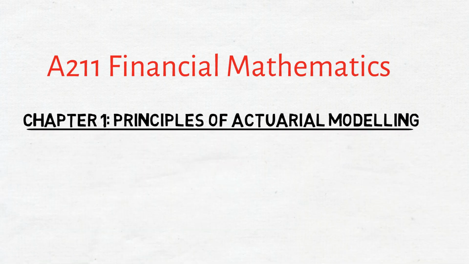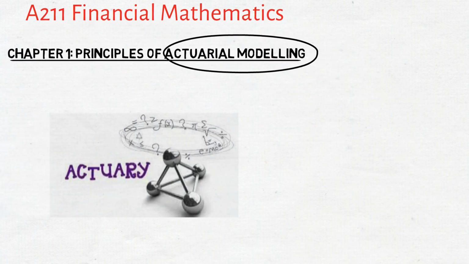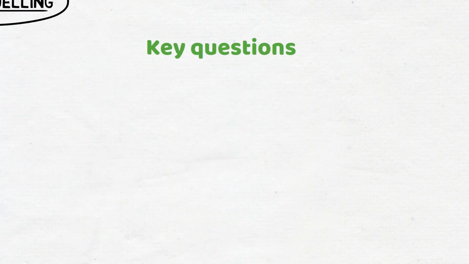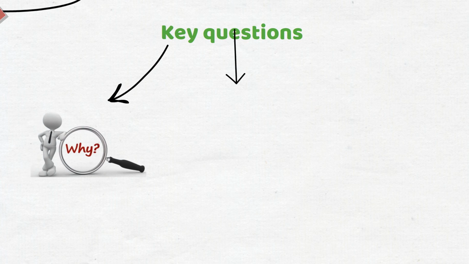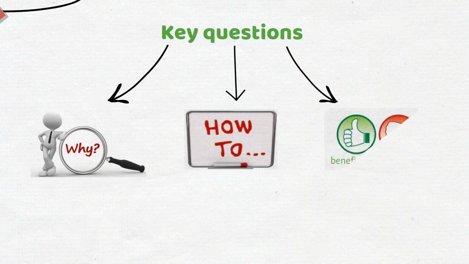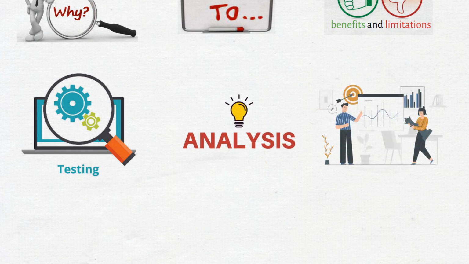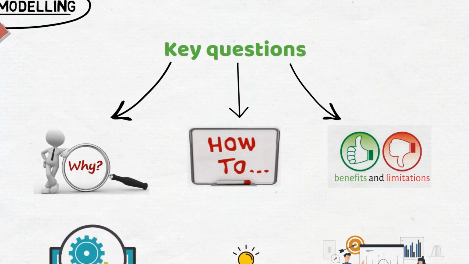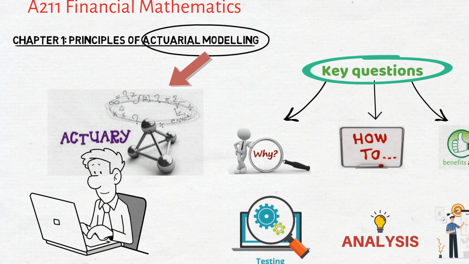This chapter gives a solid introduction to modeling, particularly within an actuarial context. It teaches some key principles that are important for understanding actuarial modeling. So key points that are discussed in the chapter include answering the questions on why we use models, how to create them, and their benefits and limitations. We'll also learn about testing the suitability of a model, analyzing the output, and communicating the results of a model. These principles are important in the world of actuarial science as actuaries work with models a lot in practice.